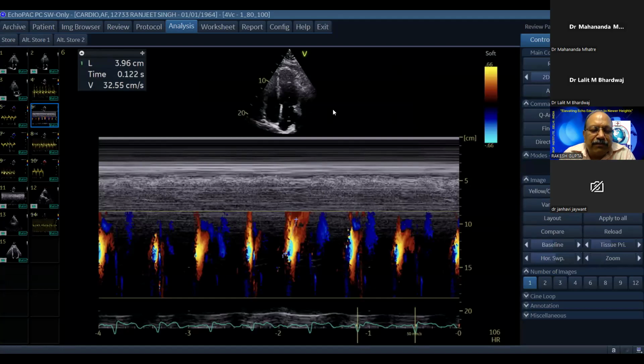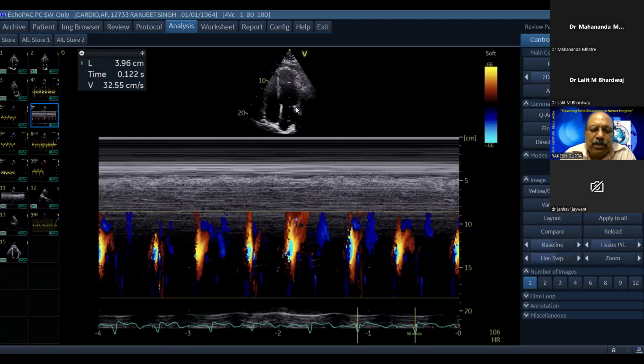This is a patient of atrial fibrillation. Can you pick atrial fibrillation in this patient? Yes, by ECG gating. These are fibrillatory waves in between. Can you see these fibrillatory waves? So this is color flow propagation along with this M mode.